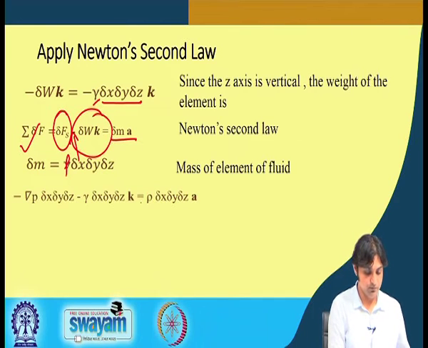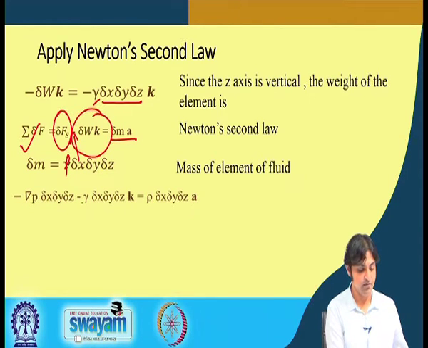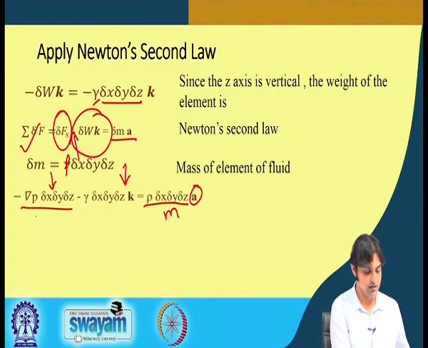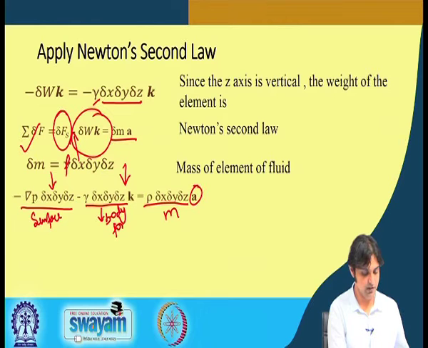So the net force, because there is no acceleration, so the net force that has come to be delta P, delta X, delta Y, delta Z minus delta gamma. This is the weight and this is the surface pressure forces, this is the weight, and this you will see this is acceleration, mass into acceleration, right. This is surface force, this is body force. Okay, very good.